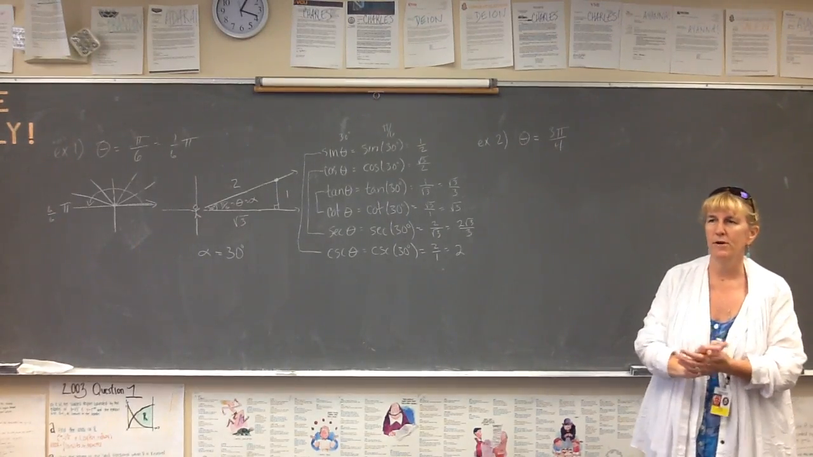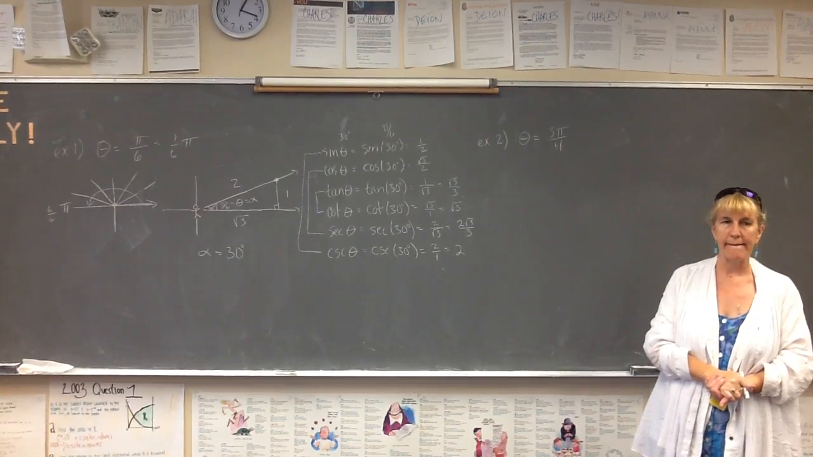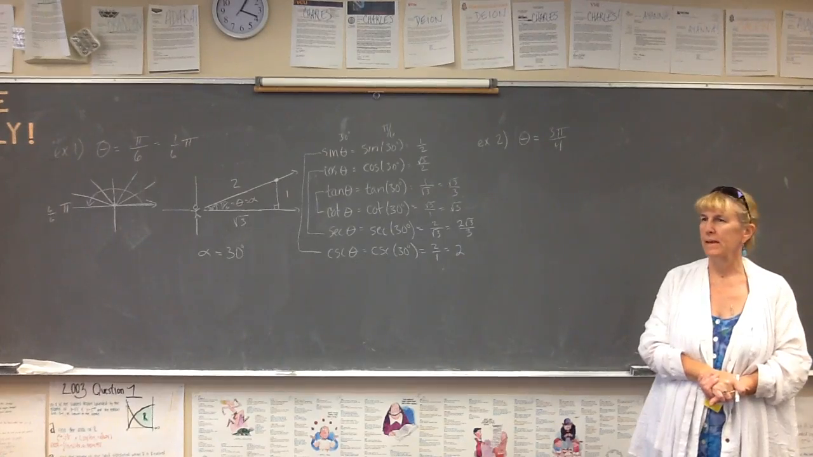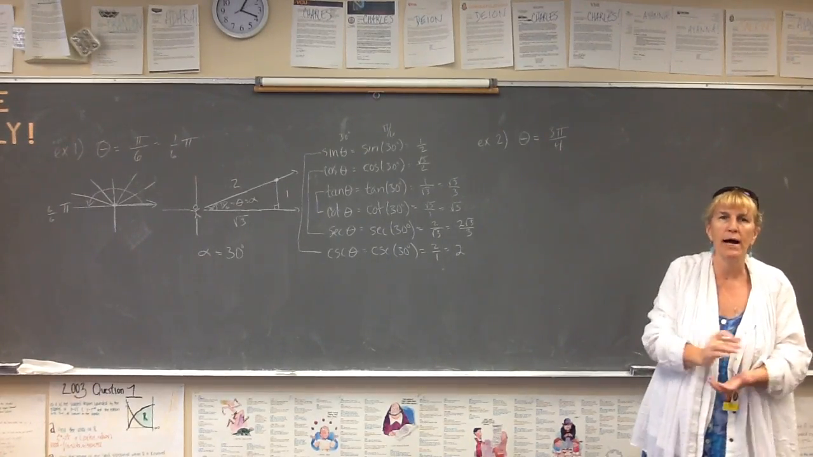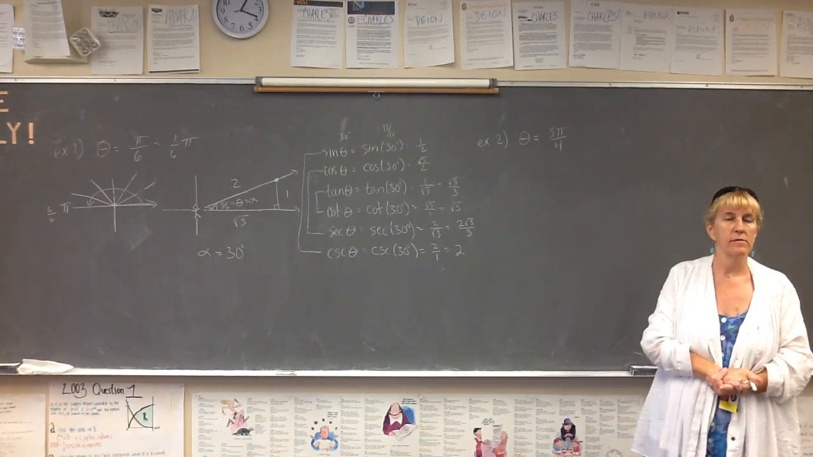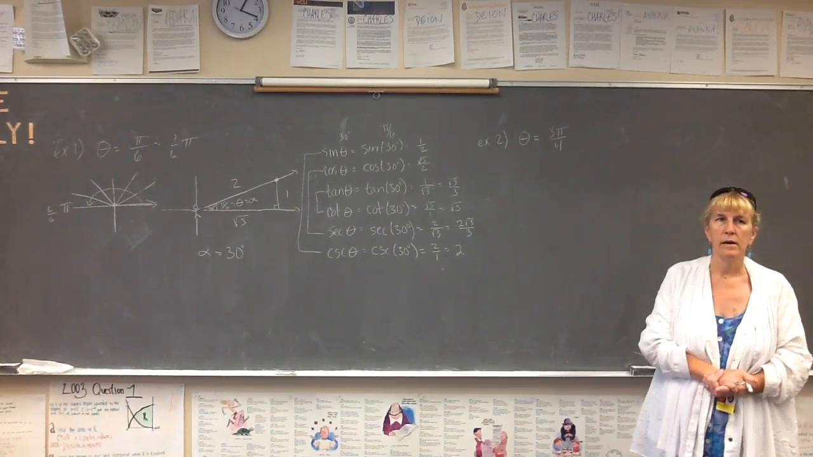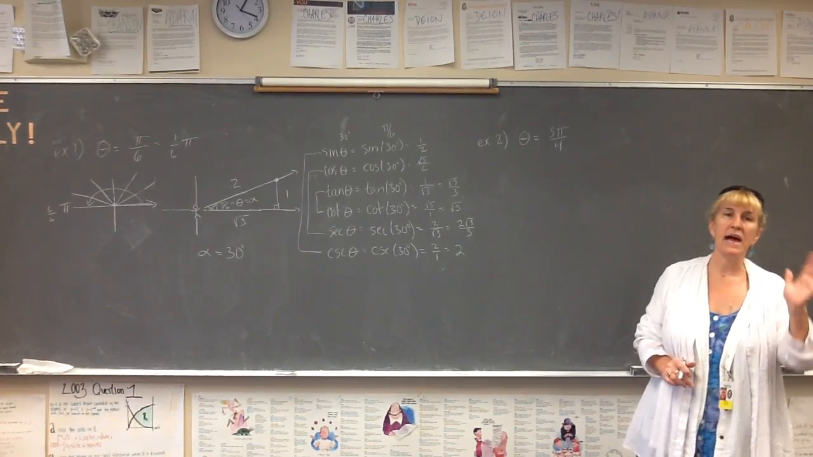3 pi over 4. What quadrant are we in? Third. No, quadrant 2. I'm in the second quadrant. Who can explain in a really good way why? It's more than half. It's more than half of pi, because it's 3/4.